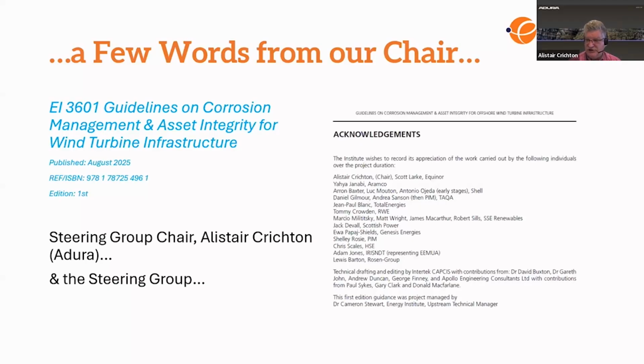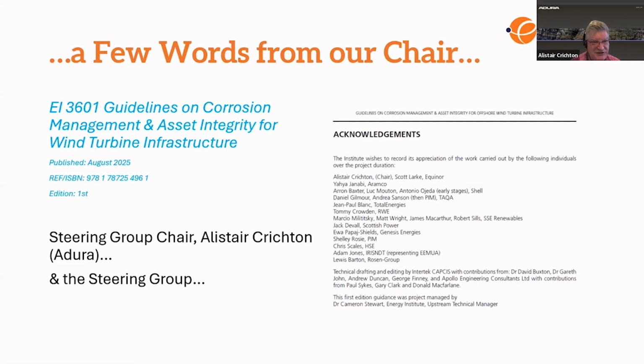This document, the Guidelines on Corrosion Management and Asset Integrity of Wind Turbine Infrastructure, provides, within the set parameters which will be touched on shortly, both a review of the current technology and a reasonably comprehensive review of the material degradation faced by these offshore facilities. I will say something that, as you can see on the right hand side of the slide, it was a sizable committee from a diverse industrial background.